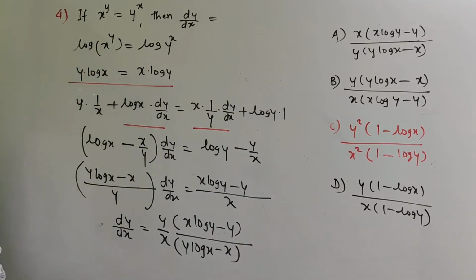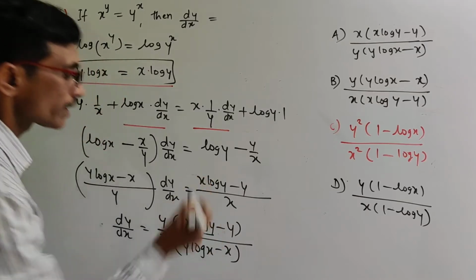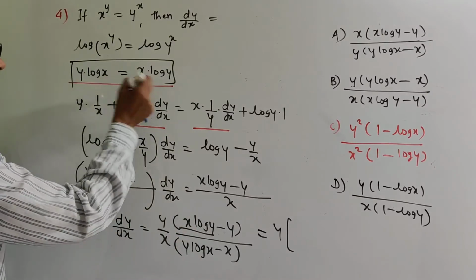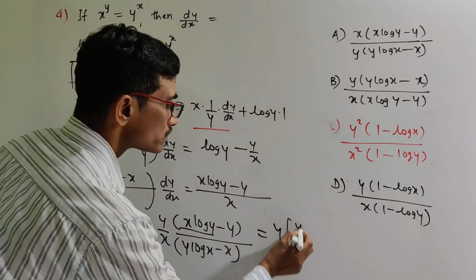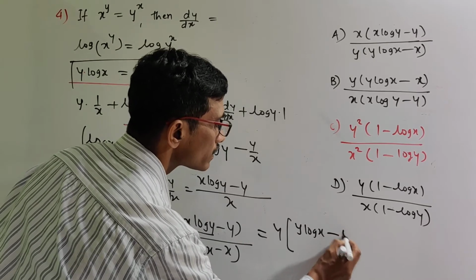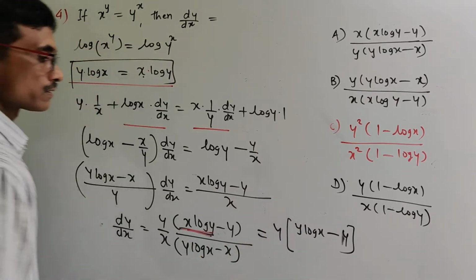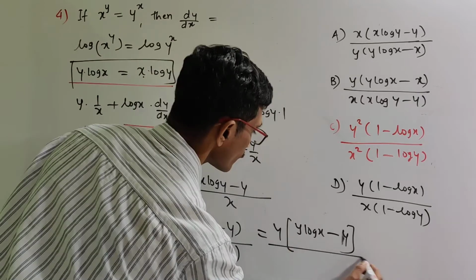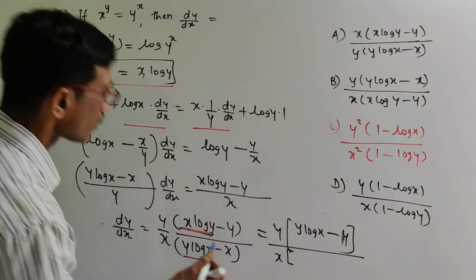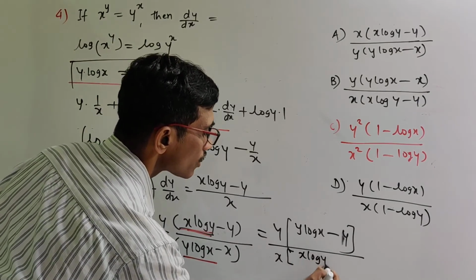Then here we try to find which option is correct. We have y log x is equal to x log y. So x log y we replace by y log x, so the numerator is y log x minus y as it is, upon x into the denominator y log x, and y log x we replace by x log y, minus x.